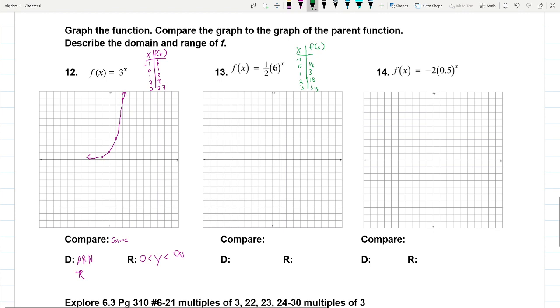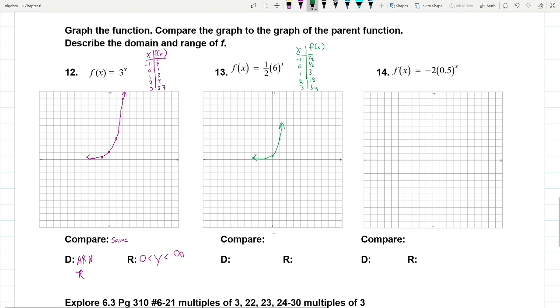If I do negative 1, I get 1 over, what does that wind up being? 6 times 1 over 12. So at negative 1, I'm at 1/12, just kind of guessing what that is. At 0, I'm at 1/2. At 1, I'm at 3. At 2, I'm at 18, which is off the scale. And so I come up, and it grows right like that.